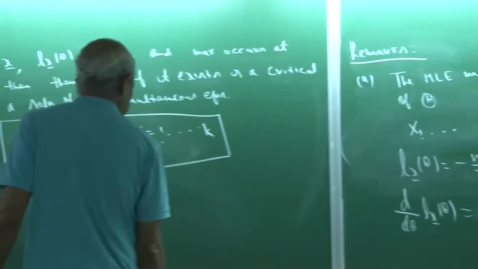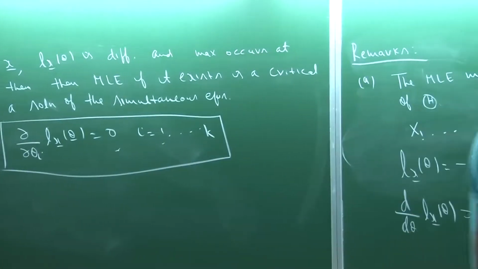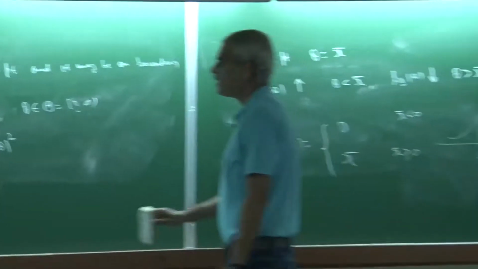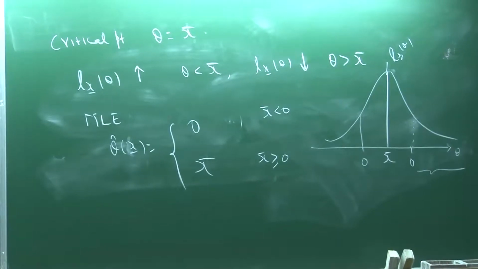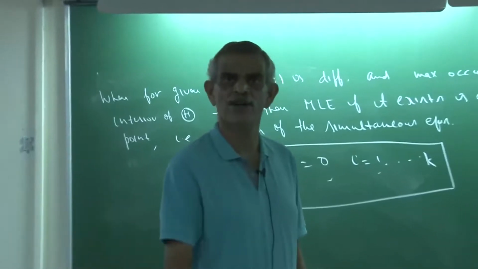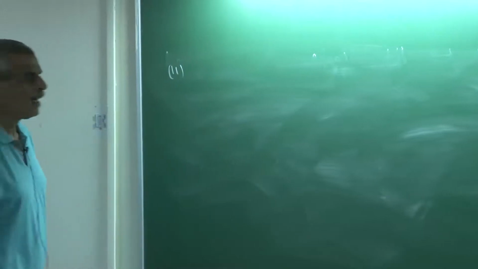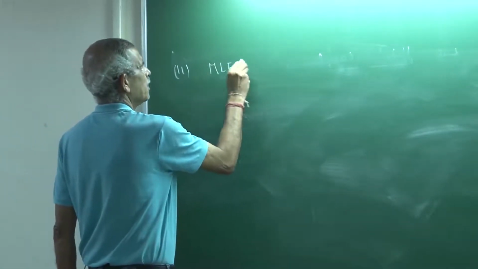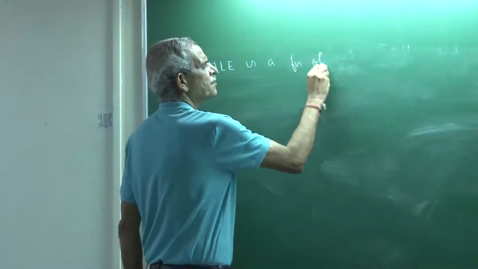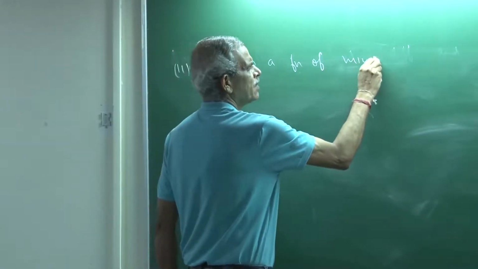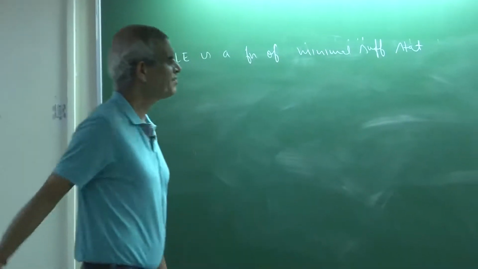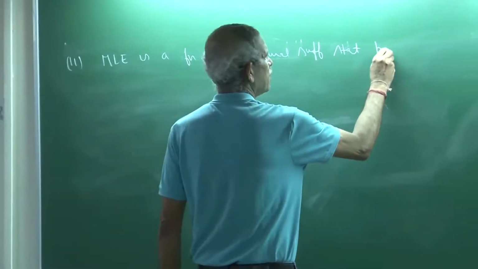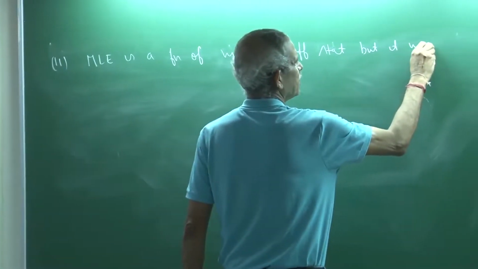Another example, which you must have already done in your earlier course: the MLE would always be a function of a complete, minimal sufficient statistic, provided it exists, but it itself may not be a sufficient statistic. MLE is a function of the minimal sufficient statistic, provided it exists, but it may not be sufficient.